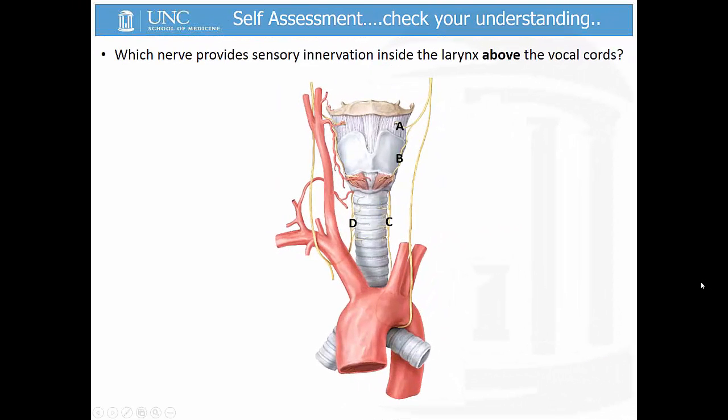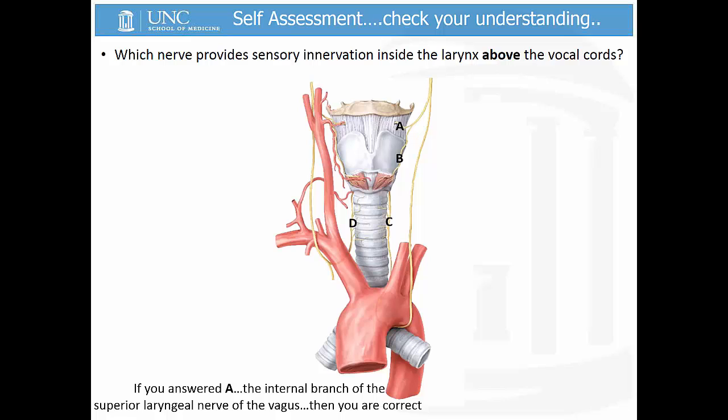And let's do one final self-assessment so that you can check your understanding. Which nerve provides sensory innervation inside the larynx above the vocal cords? Is it A, B, C, or D? If you answered A, the internal branch of the superior laryngeal nerve of the vagus, then you are correct.